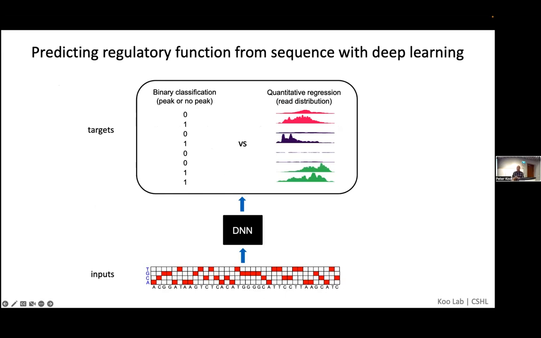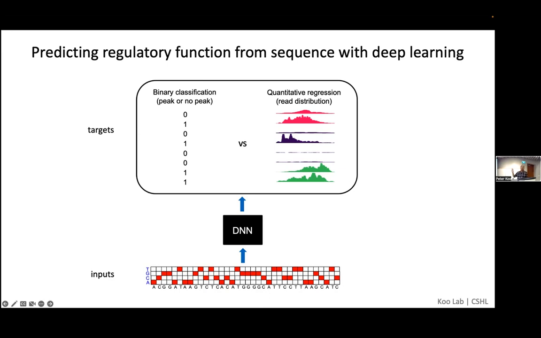So just to highlight the basic problem again, we have a deep learning model that takes as input one-hot encoded DNA sequences, and it predicts a regulatory function. This can be framed either as a binary classification representing zeros or ones, or a quantitative regression where the model's predictions are trying to predict the read counts from these high-throughput assays. Binary classifications are just a summary statistic of that distribution, either as zero, non-functional, or one, functional.